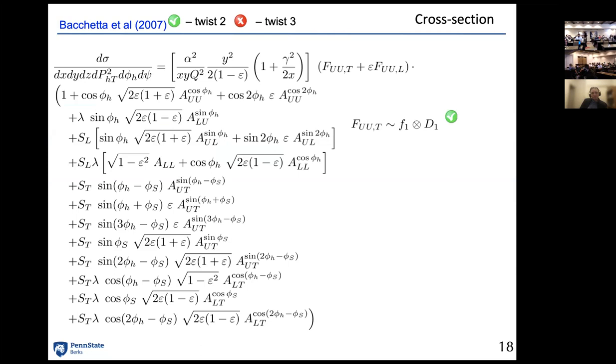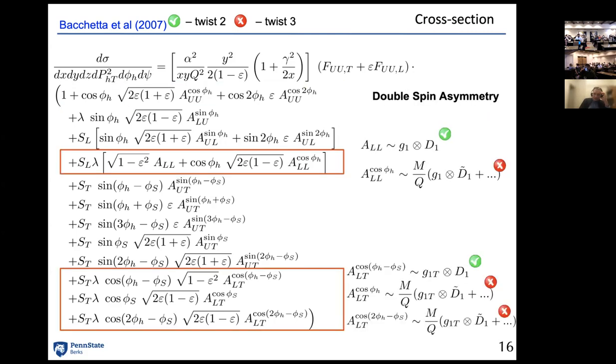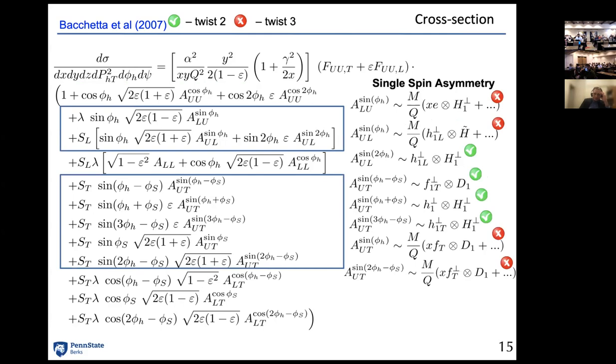A naive question here: are some of these more important than others to measure in some qualitative sense? Are some of them more important than others to answer things that we always advertise in the TMD community, like being able to map out the 3D structure of the proton? And are some of these connected to those problems more than others? Yes.